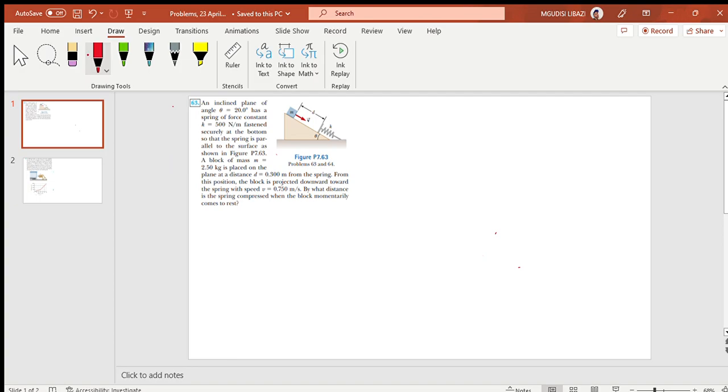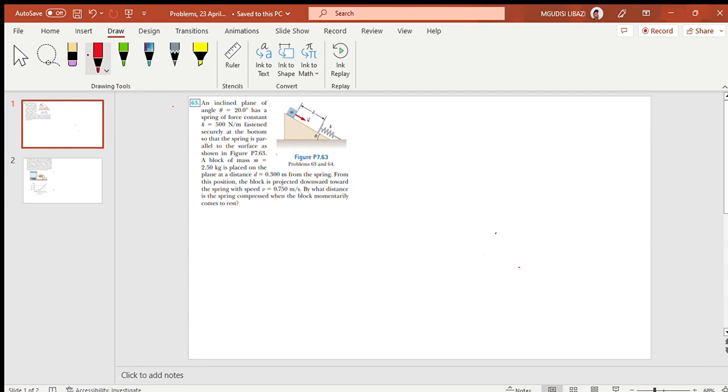Hey guys, so we are going to look at the question under physics mechanics, which is the conservation of the energy of the system. So now they were given this problem here that an inclined plane of an angle theta equal to 20 degrees has a spring of a force constant K equal to 500 newtons per meter, fastened securely at the bottom so that the spring is parallel to the surface as shown.